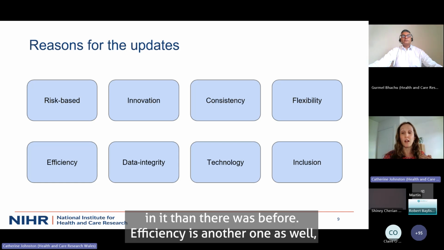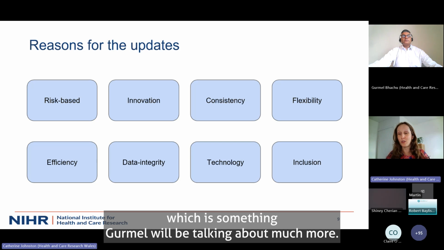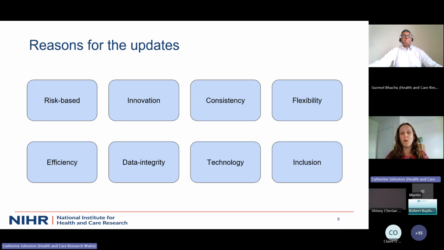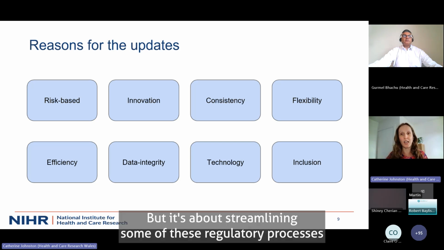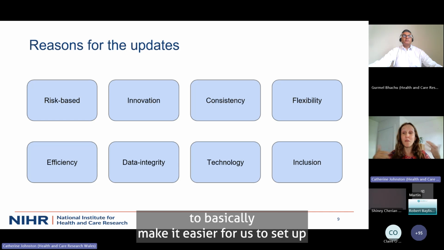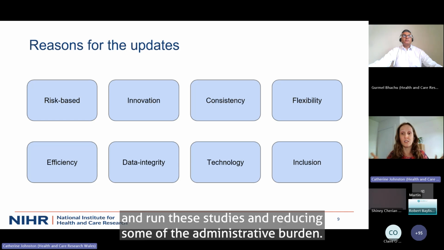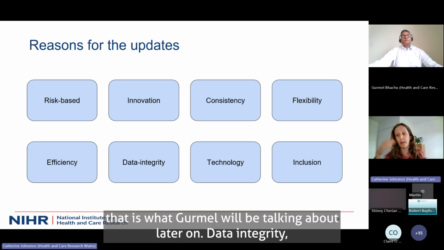Efficiency is another one as well, which is something Gurmel will be talking about much more, but it's about streamlining some of these regulatory processes to basically make it easier for us to set up and run these studies and reducing some of that administrative burden. And a large part of that is what Gurmel will be talking about later on.